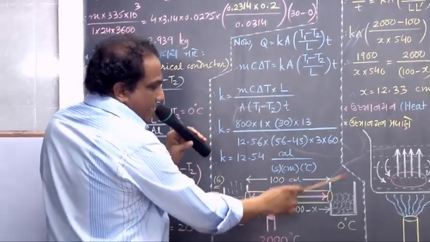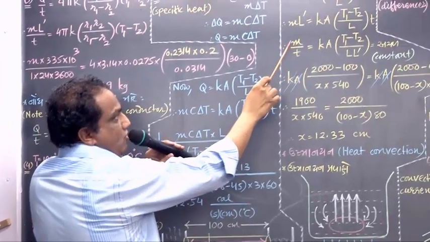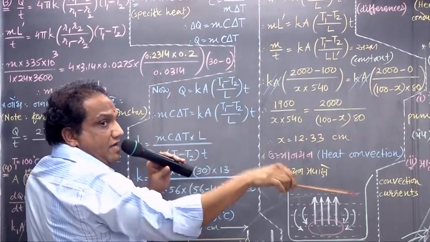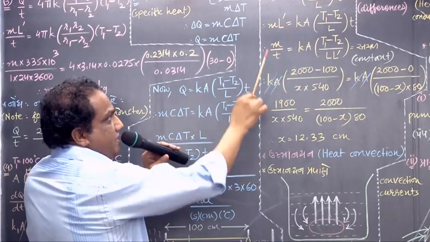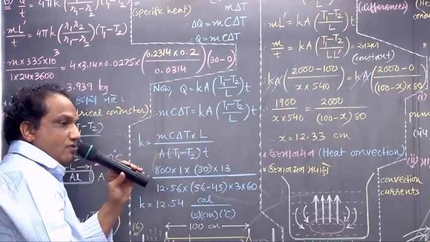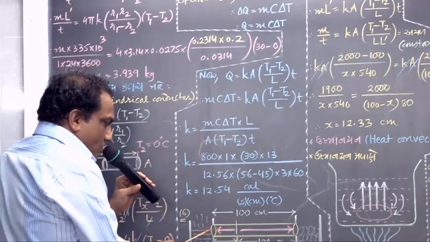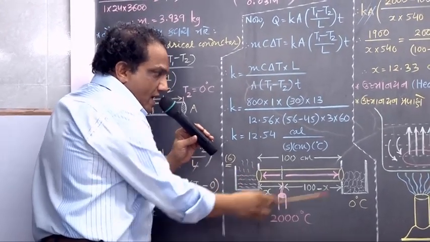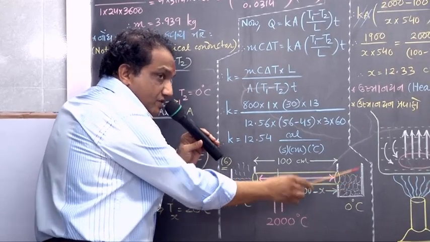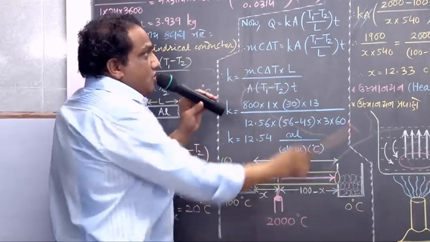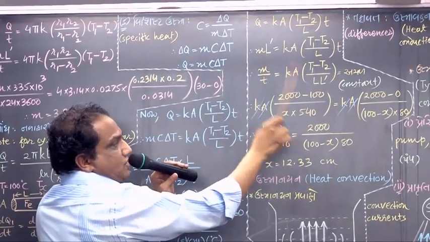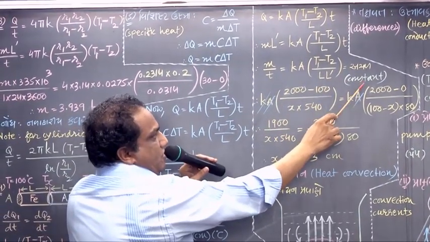And here, what do you mean by m upon t? The mass of ice getting melted in 1 second. You can say it is the rate of fusion of ice. The rate of boiling of water and the rate of melting of ice are the same. So this left hand side is constant.